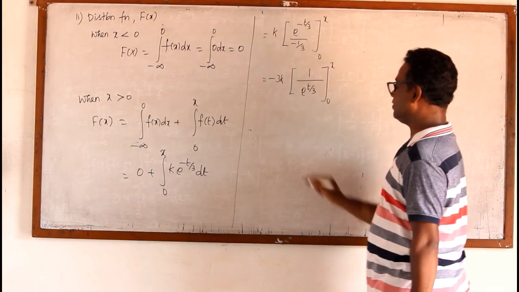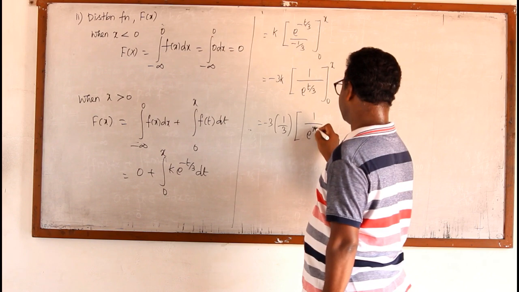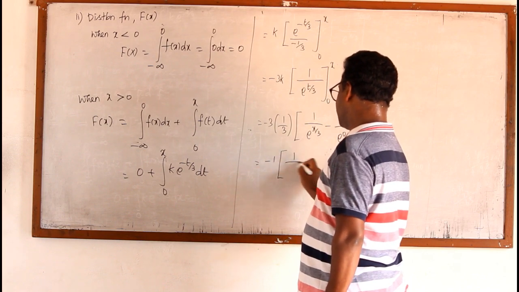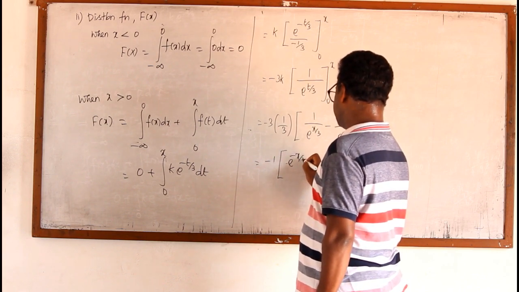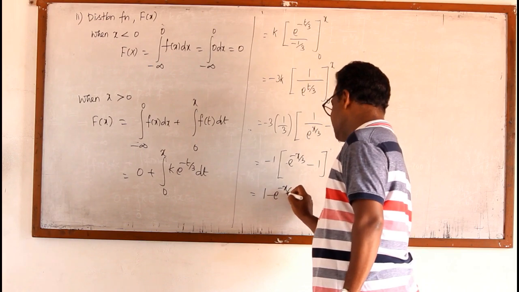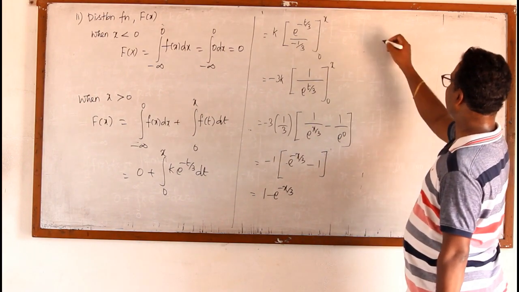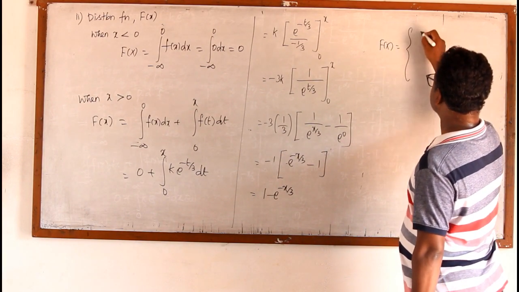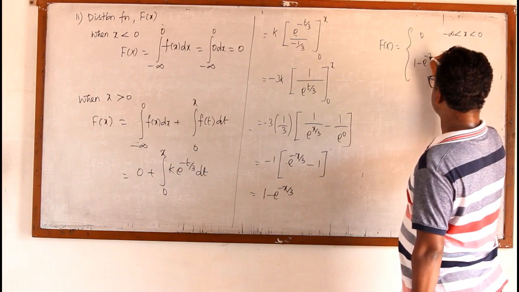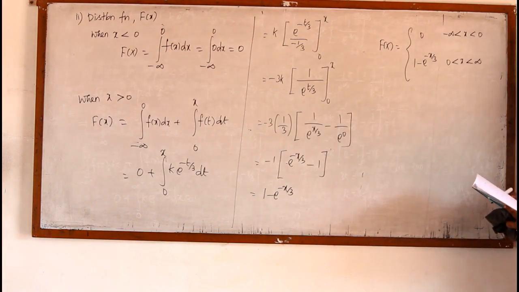To avoid the negative power, we know the k value is 1 by 3, into 1 by e power x by 3 minus 1 by e power 0. It is minus 1 by, we can write as e power minus x by 3 minus 1. When I take the minus 1 inside, this will become positive. So 1 minus e power minus x by 3. This takes till infinity itself. So that's all about the distribution function. So f of x is 0 for minus infinity less than x less than 0, and 1 minus e power minus x by 3 for 0 less than x less than infinity. This is the second answer.